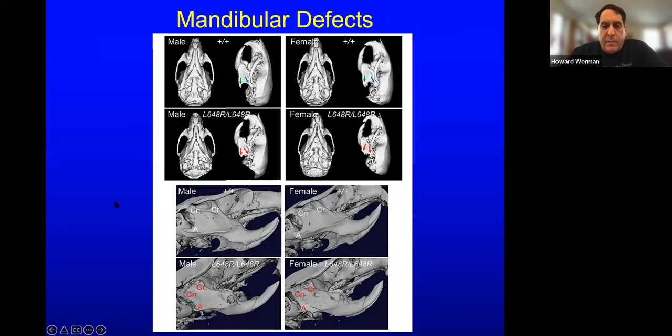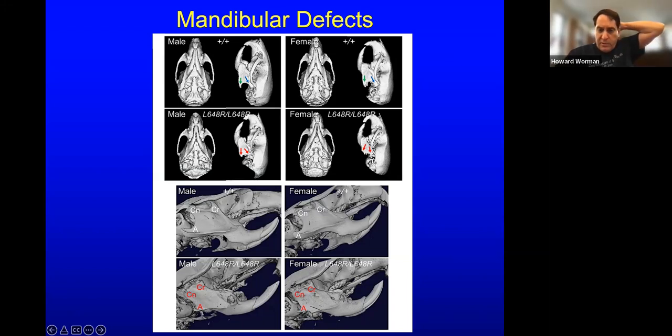If we look at the mandibles, the jaws of the mice, in wild type mice they have a very well developed mandible. And you see in the mutant mice, this is a CT reconstruction, there's really degeneration of the mandibular bone here. And these are male mice and these are female mice, wild type, mutant.